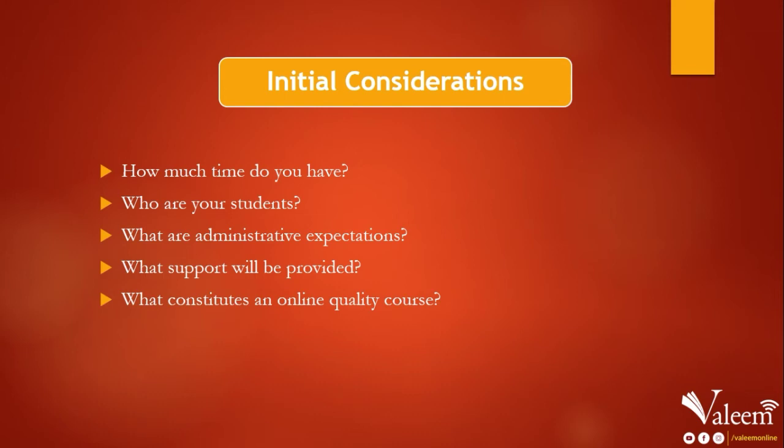Then what are the administrative expectations? Maybe if you are teaching with any academy or with any school, then you need to know what are their expectations. Then what is going to be the support that will be provided? Do you have enough resources available, or can you share the content and online resources? Then the last consideration is what constitutes an online quality course. You need to do good research on these topics, and you need to know what are the quality contents for an online course.